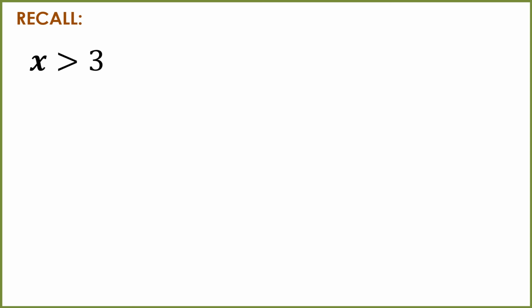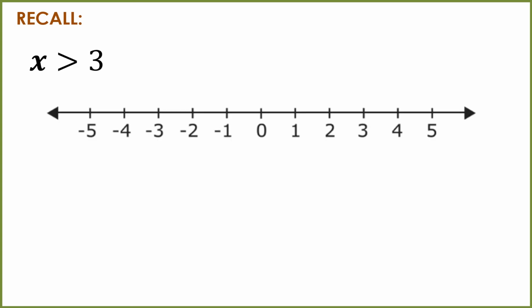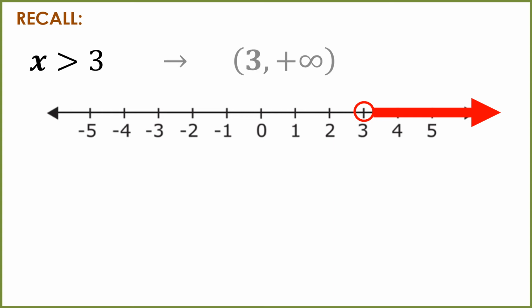Suppose we have x is greater than 3. That means that we are looking for values of x that are greater than 3. Remember that we will use an open circle since our inequality symbol is greater than. Our graph will move to the right since it is also greater than. That means that our solution is 3 to positive infinity. But notice that 3 is not included, so we only use parentheses for 3.